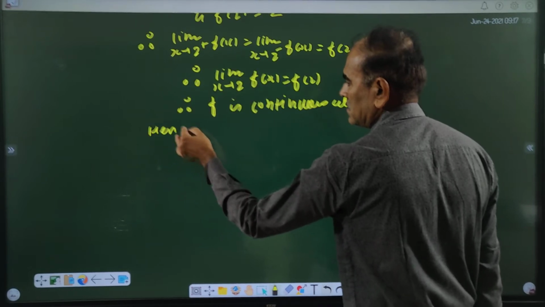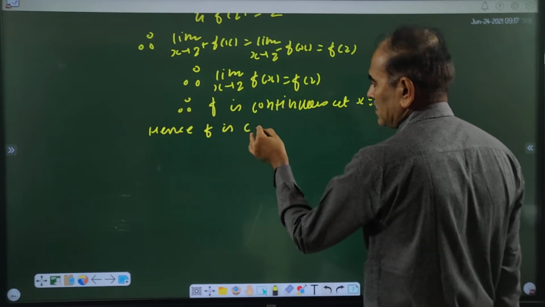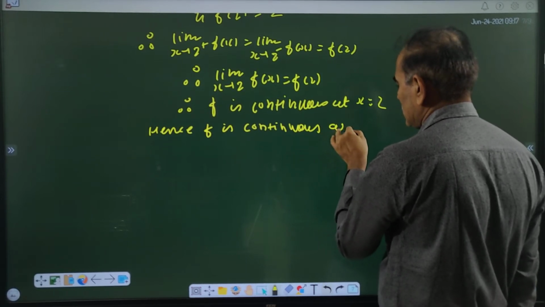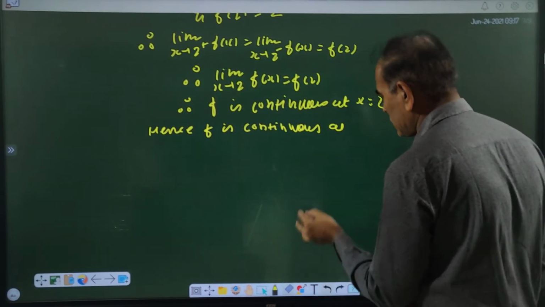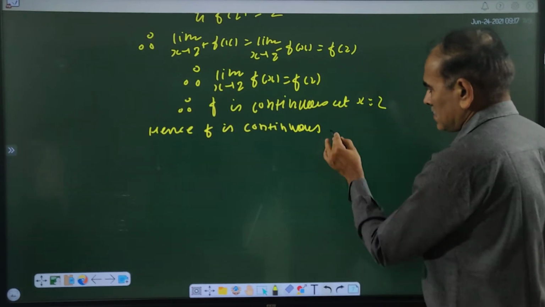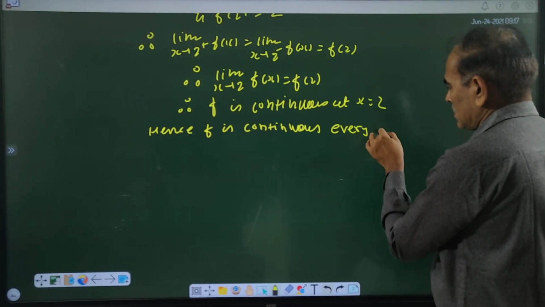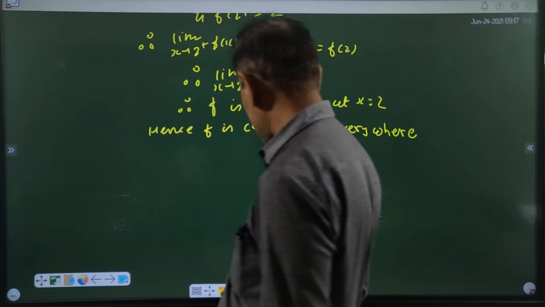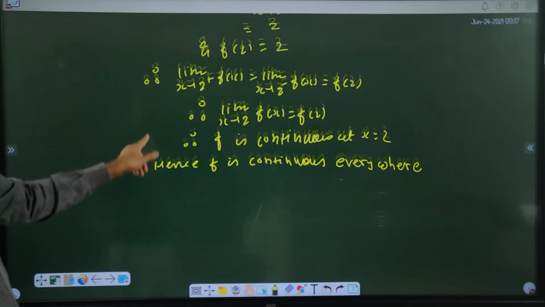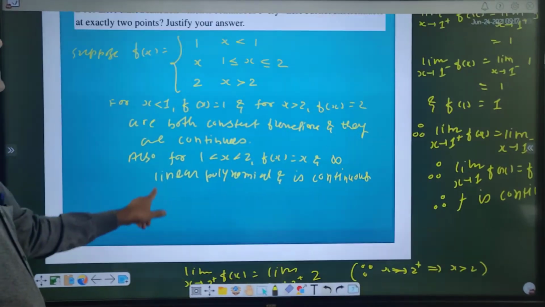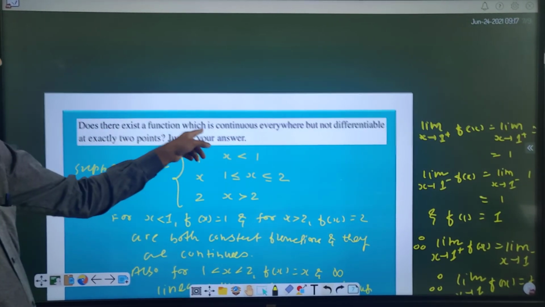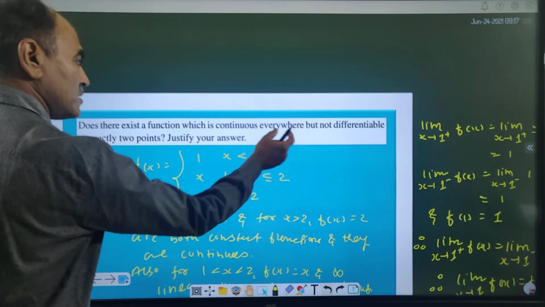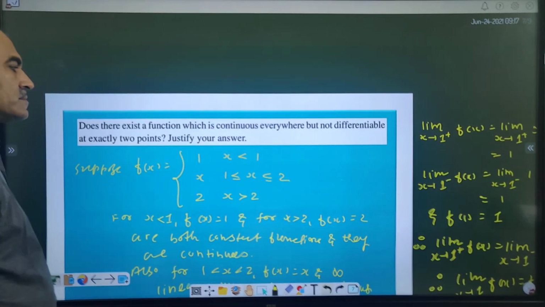Hence, f is continuous everywhere. And that is the thing we wanted to see. Thus, there exists a function which is continuous everywhere and is not differentiable at exactly two points.